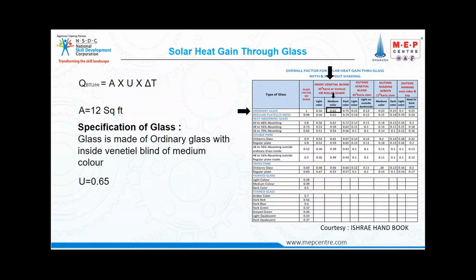Next, A equals 12 square feet, and we need to go with the specification of the glass. Glass is made of ordinary glass with inside Venetian blind of medium color.